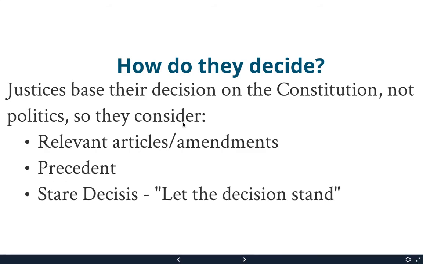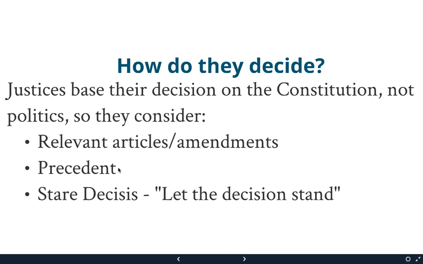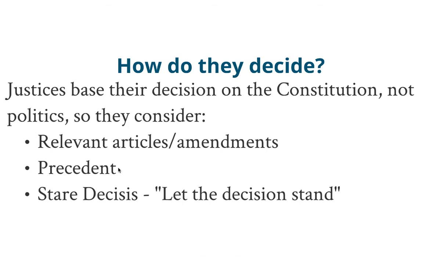So how do they decide? They look at relevant articles or amendments, meaning they go into the Constitution and see if your court case has anything to do with any of the 27 amendments or any of the 7 articles. They look back at precedent, so they look back and see what previous judges have decided and how they decided.